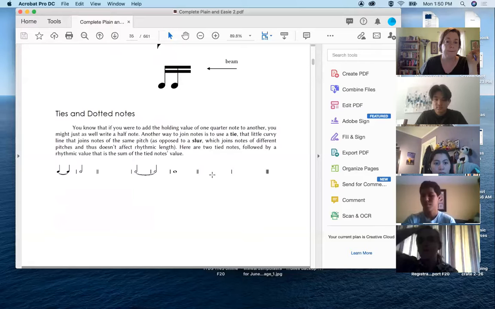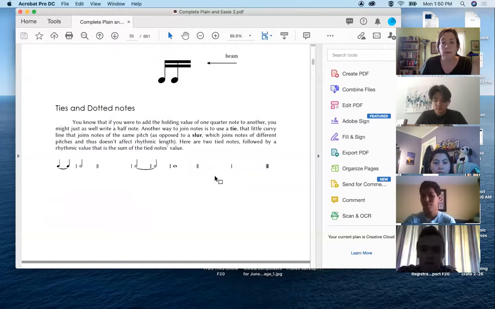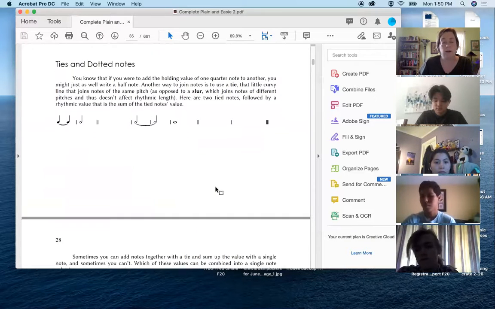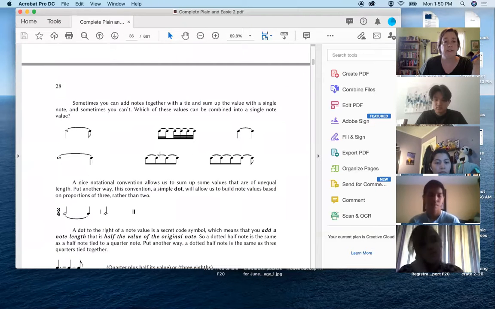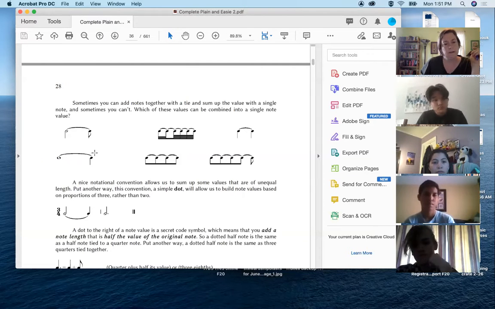Great, cool. Ties, of course, are handy when there is no other way to show how long a note is. You can tie notes together with lots and lots of symbols, lots and lots of ties, and sometimes there's a nice, easy way to join them together, and sometimes there isn't. Like tying together, well, actually I could do that one. Some of these, it's possible to actually show a single note value.